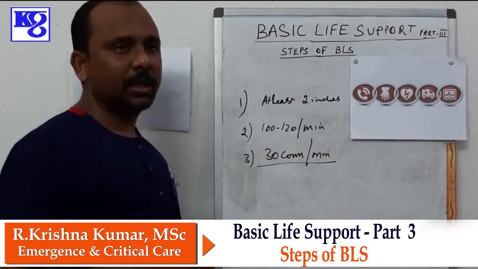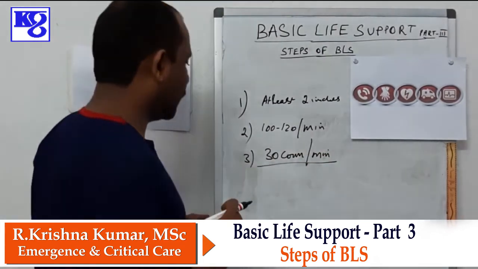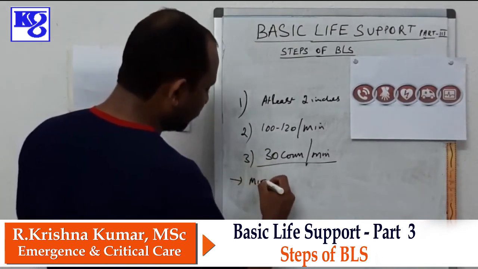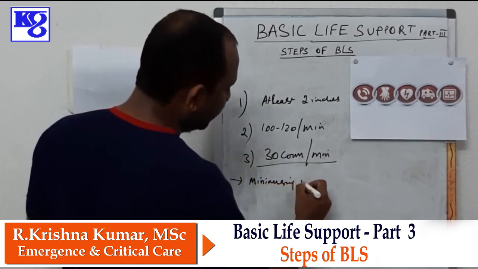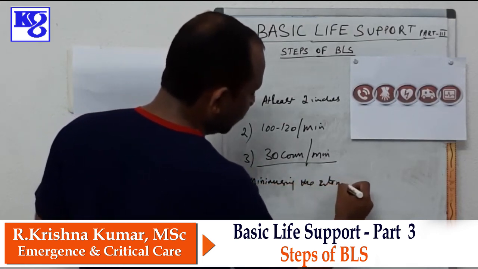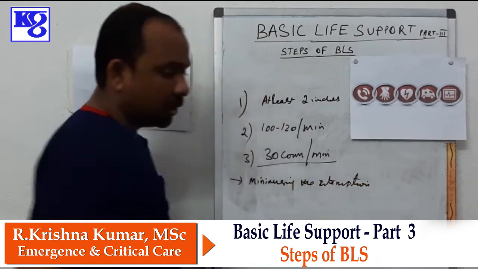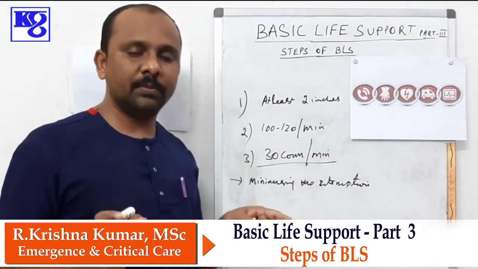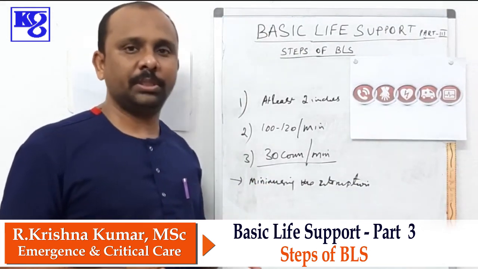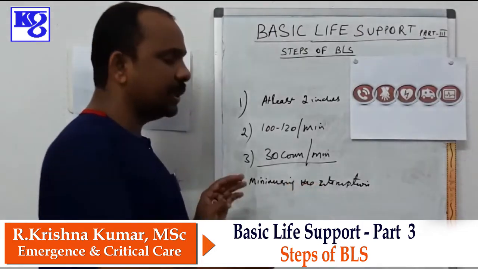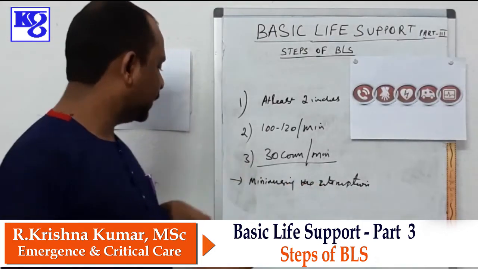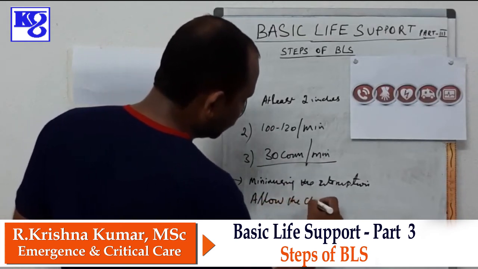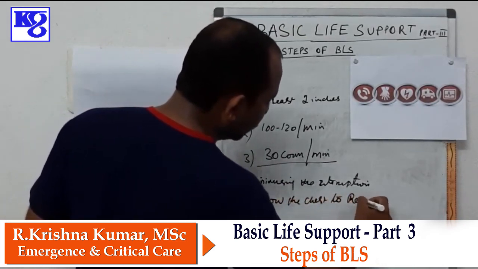Apart from this, what are the other features of a high quality CPR? Minimizing the interruption. Interruption means, this compression is the thing which will save the patient, so don't stop the compressions. You have to minimize the interruptions of the chest compression. Then allow the chest to recoil fully.